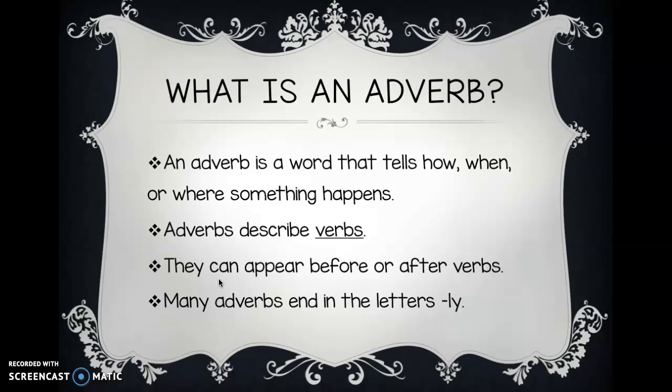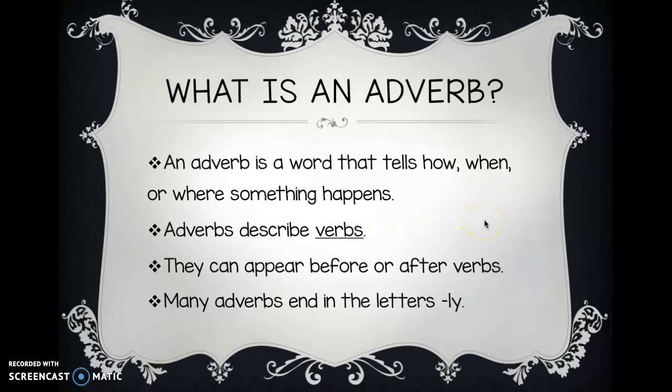So what is an adverb? Well, an adverb is a word that tells how, when, or where something happens. So an adverb basically describes a verb, which is an action. Now, we've learned a type of word that describes another type of word before. We've learned about adjectives. Adjectives describe nouns, though. So in this case, adverbs are different because they don't describe nouns, they describe verbs.